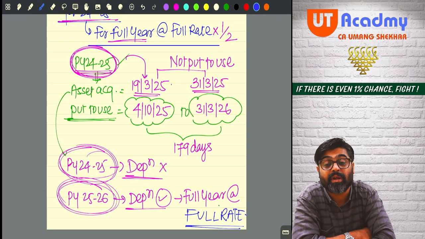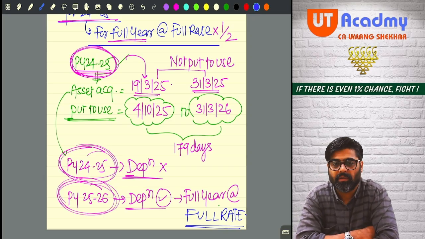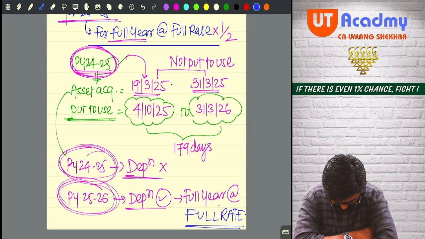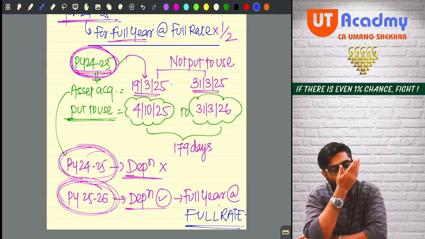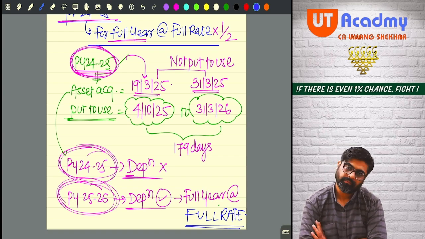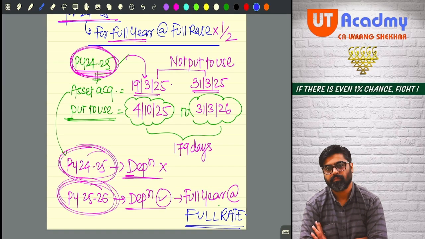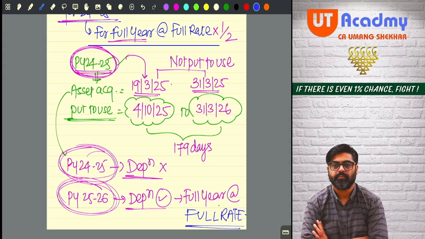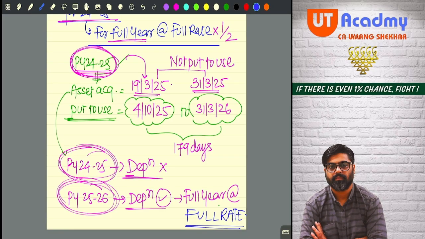Getting my point? So write down the restriction of taking depreciation at half rate will be applicable only in the first year, that is the year in which the asset was acquired.